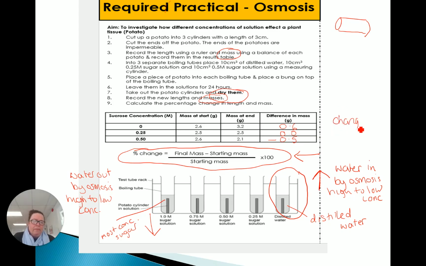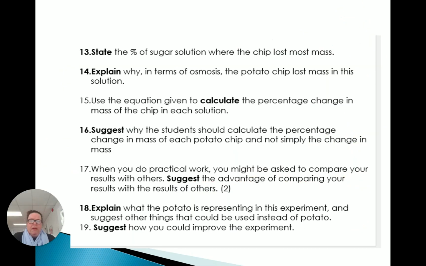So it says here the final mass minus the starting mass over the starting mass times 100, because it's a percent. Now there's an easier way to remember it. Change over the original times 100. So the change here would be 0.6 divided by the original 2.6 times 100, and that should give us I believe it's 11.1, but don't quote me on that. No, that's one of the other questions. You can work it out and let me know in the comments.